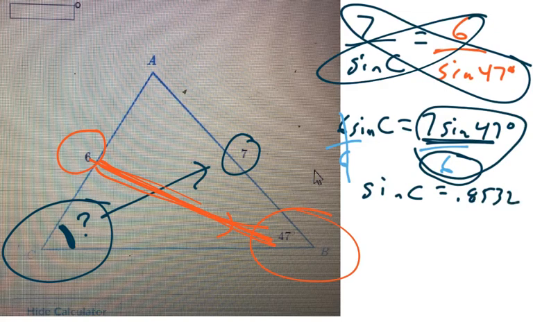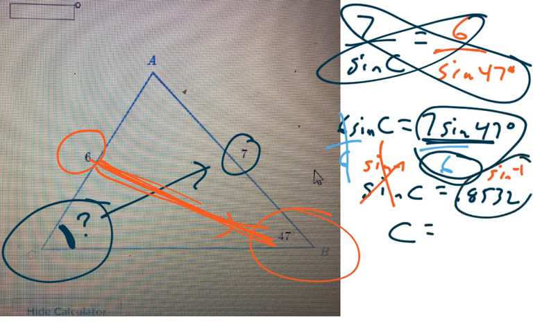Now wait a minute. That's not the answer yet. We want C. What are we going to do, guys? That's right. We're going to do sine inverse. Sine inverse gets rid of my sine. So I know C is equal to this.